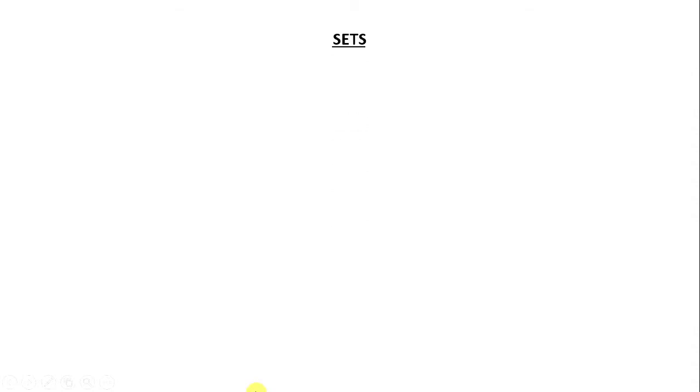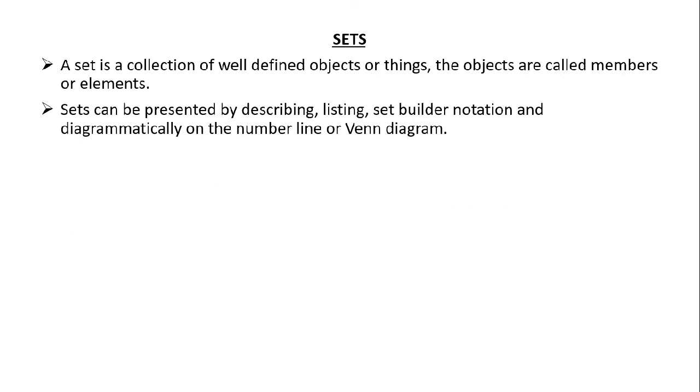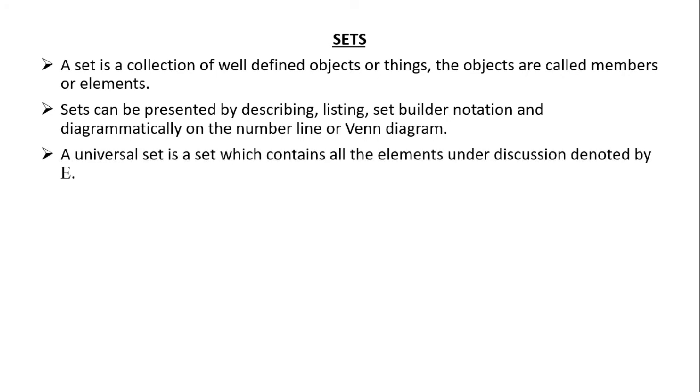Sets. A set is a collection of well-defined objects or things. The objects are called members or elements. Sets can be presented by describing, listing, set builder notation, and diagrammatically on the number line or Venn diagram. A universal set is a set which contains all the elements under discussion, denoted by E.